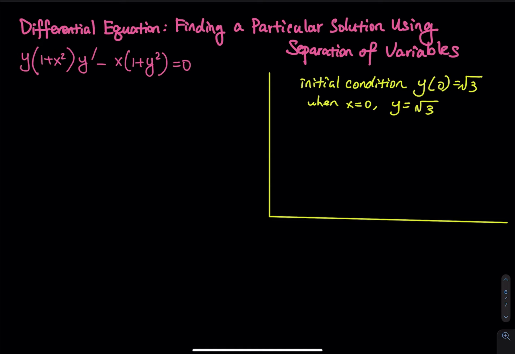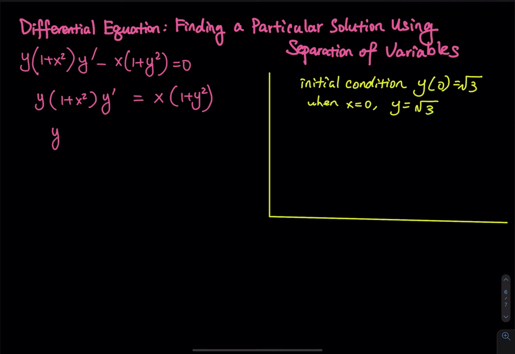So let's get started. Since this is using separation of variables, let's try to have all the x on one side and all the y on the other side. I see a 0 and I see a minus x times something. So first of all, let's put the minus x to the other side. The first line is y times (1 plus x squared) times y prime equals x times (1 plus y squared). And then I have a 1 plus x squared in parentheses. Let's put that to the right hand side.